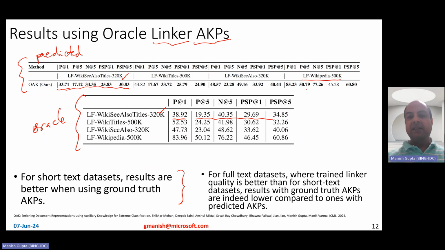Now, if you look at this, sometimes if you really compare, you actually get better results with the ground truth, but many times, your prediction-based results are actually better. This basically just says that for full text data sets, your trained linker quality is actually better than for short text data sets, and therefore, you may not achieve a whole bunch of gains if you basically just end up using the ground truth Oracle linkages.